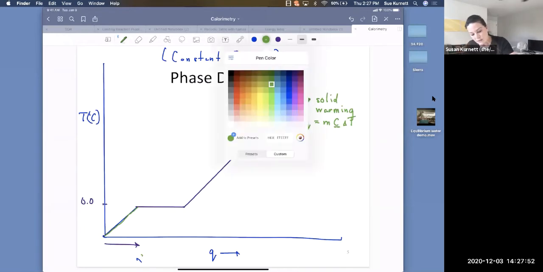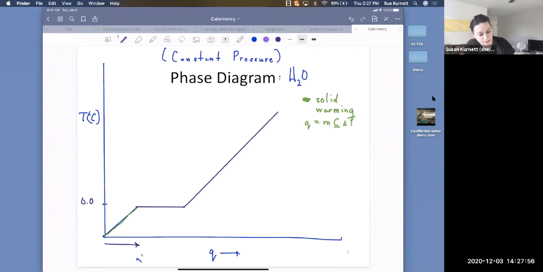Once all the ice has warmed, all the energy going in is simply causing a phase change. So right here, we have solid at 0 degrees C. And right here, we have liquid at 0 degrees C.